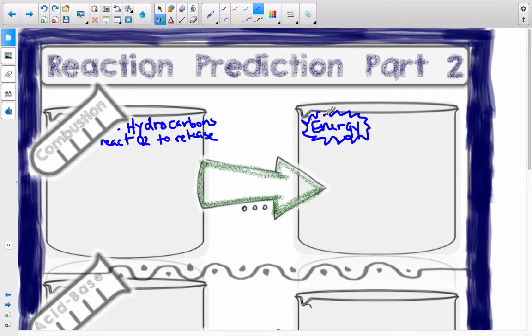In addition to releasing energy, we also get the products carbon dioxide and water every single time we burn a hydrocarbon. Sometimes there's impurities in there like sulfur or nitrogen, so we get other products too, but carbon dioxide and water are the ones you can count on. So let's do an example.